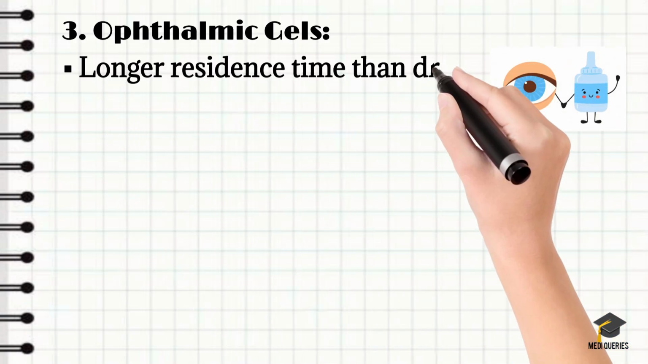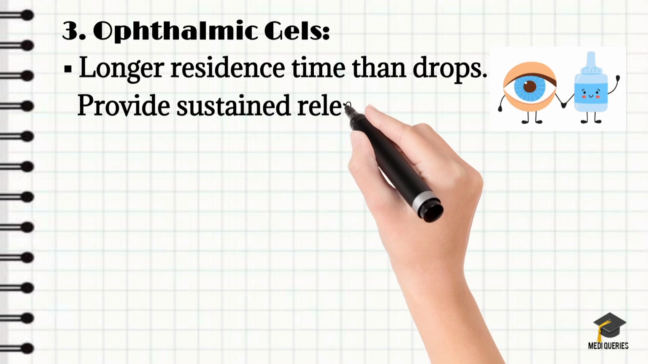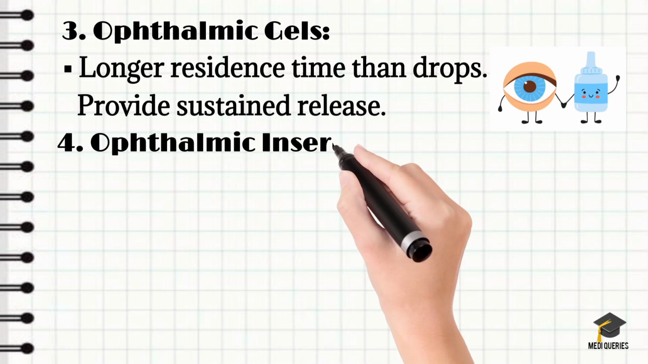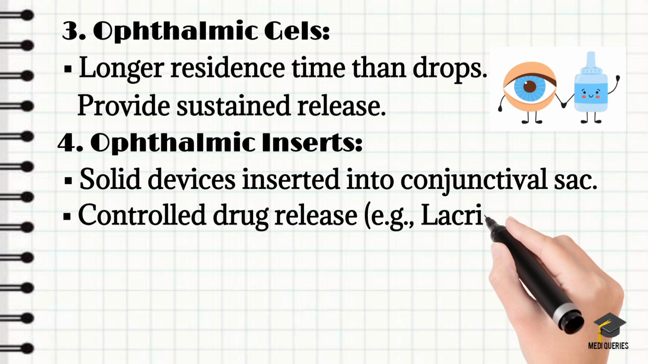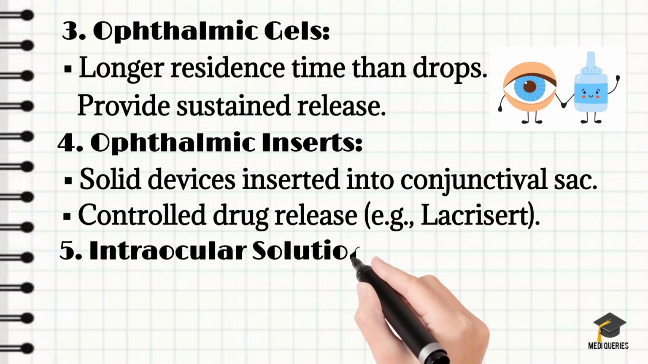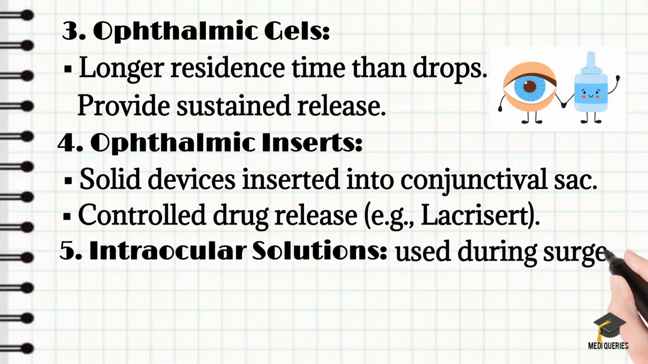The advantage of this type of ointment is a longer duration of action. That is the main advantage. An example of a drug used as an eye ointment is erythromycin ointment. And the next one is ophthalmic gels.